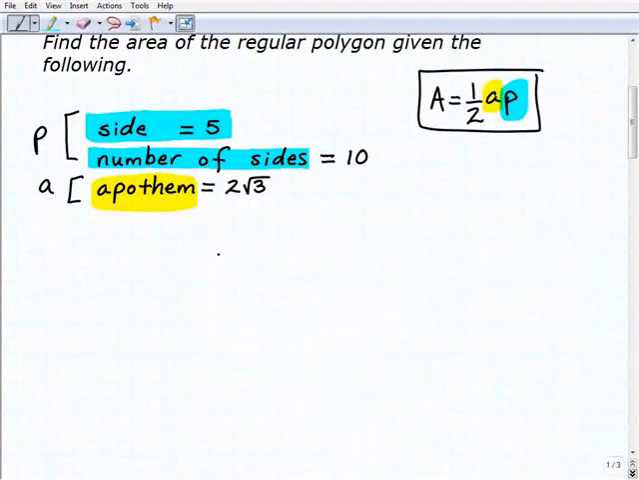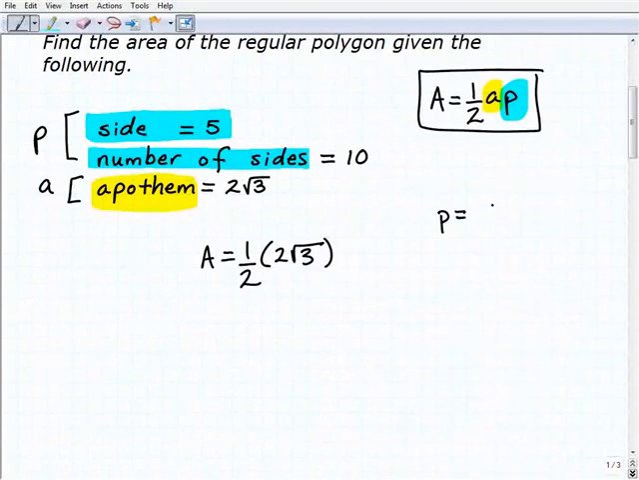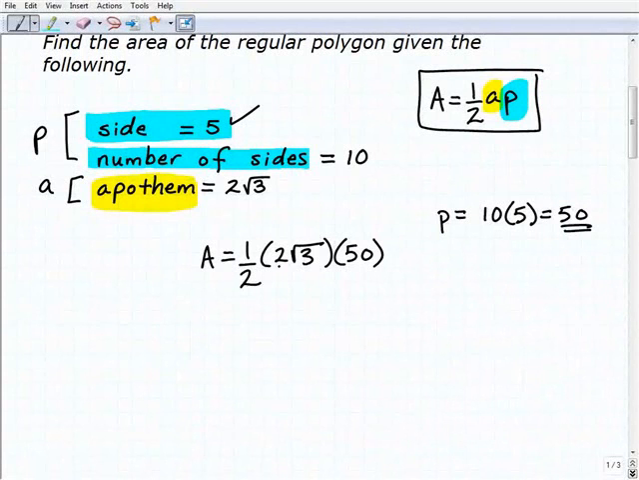So the area equals 1/2, the apothem is 2 times the square root of 3. Now the perimeter, let's go ahead and find out over here. The perimeter is going to be the number of sides. Here we have 10 sides times the length of one side, so that's 5. So the total perimeter is going to be 50. That's what we have to plug in right here. So we have 1/2 times 2 times the square root of 3 times 50.